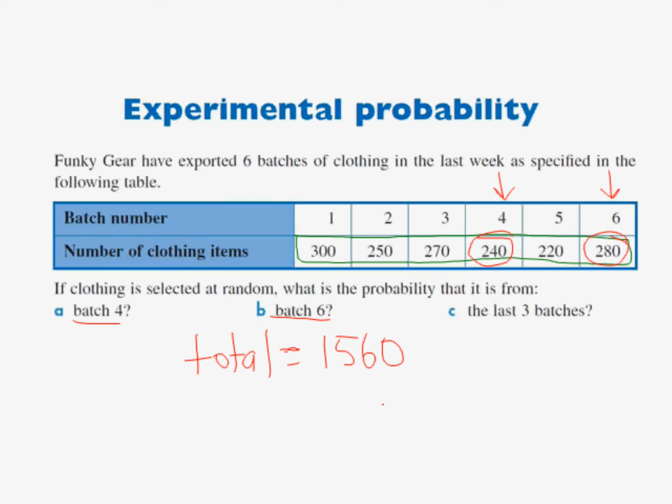Now we're going to go back. We've done those first 2. Now we're going to move on to the last one here. So the last 3 batches. Now in order to work out the last 3 batches, we need to add the last 3 batches together, because we're going to be finding a total of a desired outcome, of the total number of these last 3 batches. We need to add those together. So in your calculator, 240, 220 and 280, you should end up with a desired of 740.